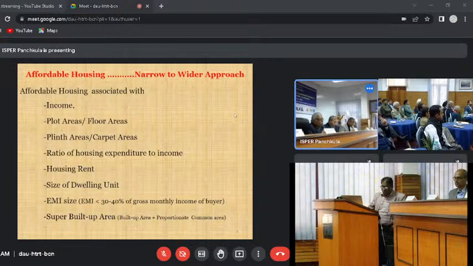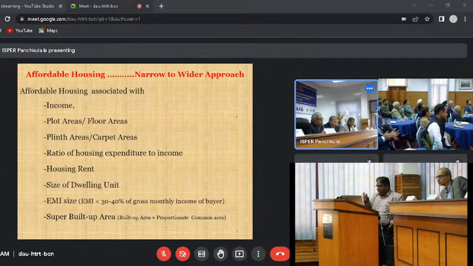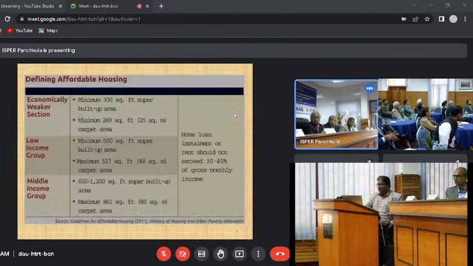Apart from this, the size of the dwelling unit and housing rent are also there. EMI we know, because nowadays housing loans are available, and that should not be more than 13 to 40% of the gross monthly income. And nowadays a new terminology has come, super built-up area. Many private builders are using this terminology now. They make a good demonstration of the difference between the plinth area, carpet area, built-up area and the super built-up area. And in this way, they make things happen.